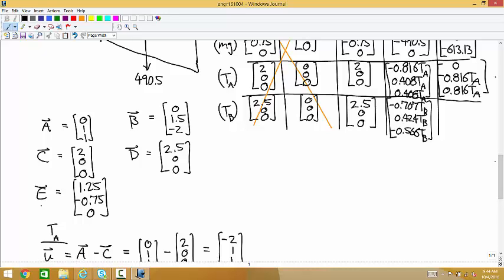And then if you take that cross product, you get 0, 1.42 TB, 1.06 TB.